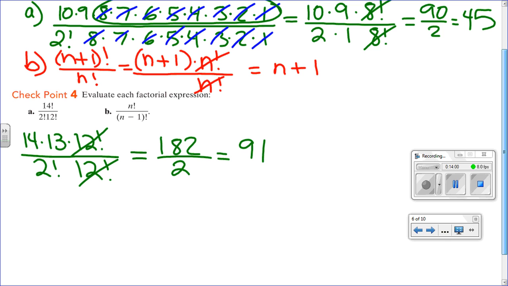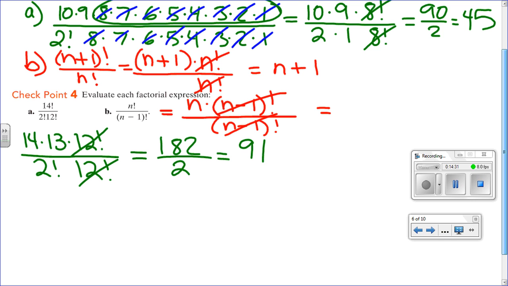Okay, now let's look at this one here. So which one is the biggest term? N or n minus 1? N. So we start with n. And then what will be my next term, like one less? N minus 1. Very good. And factorial, right? Because I don't want to write all the times 5, times 4, 3, 2, 1. And then what do I have on the bottom? N minus 1 factorial. So cancels, cancels, you get it.